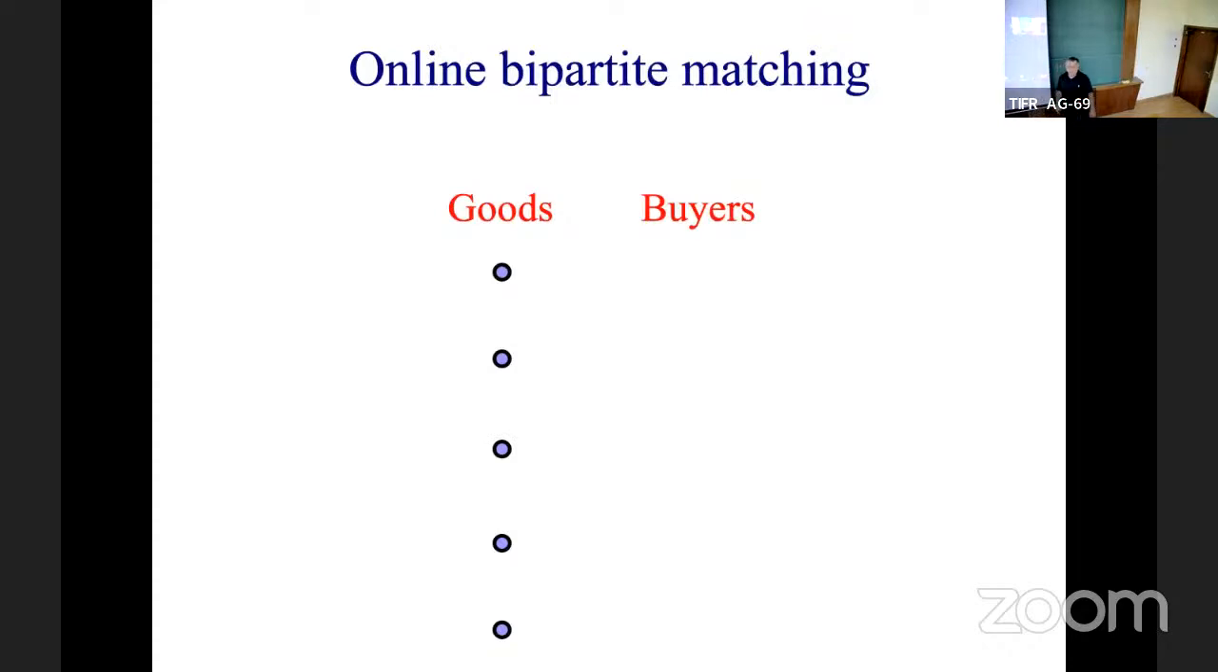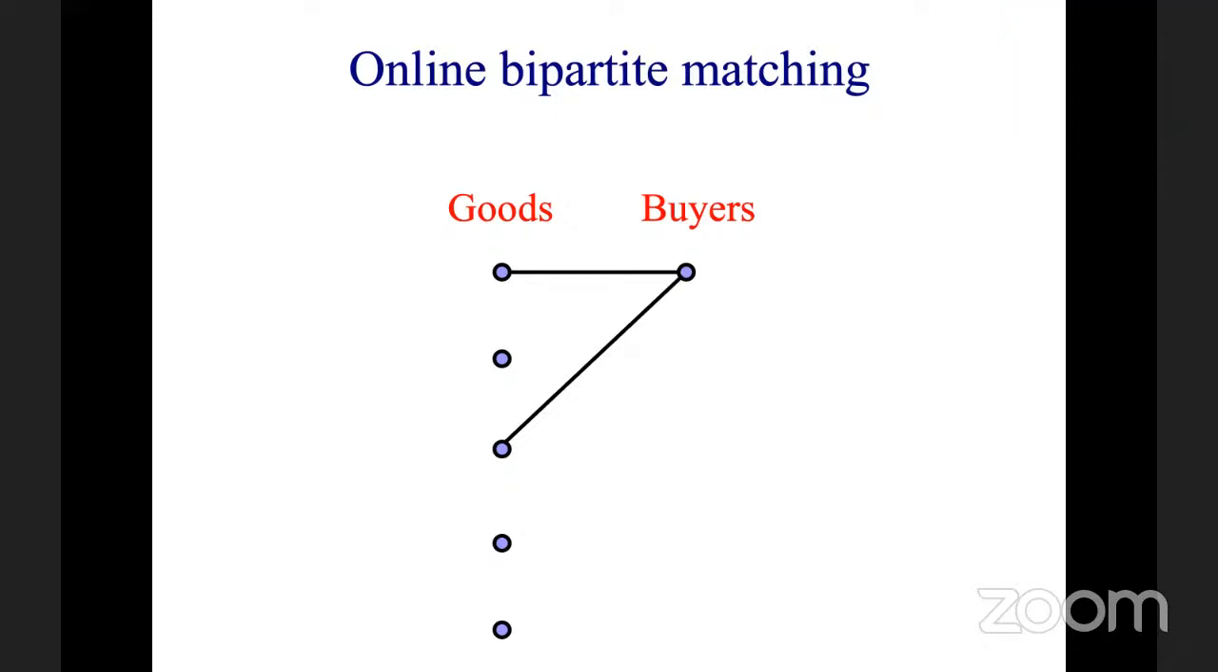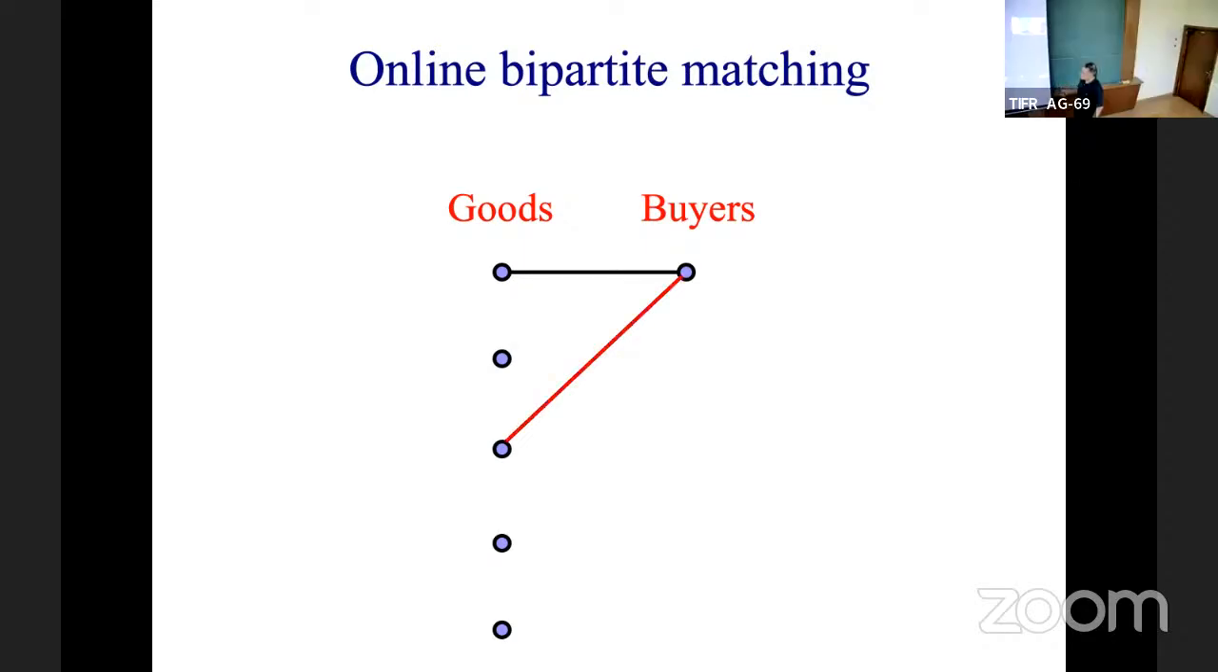So think of a bipartite graph on n goods and n buyers. There's an underlying graph, and the edges of the graph just represent the fact that these buyers like the goods. So it's not a complete graph. And the goods are sitting there offline, and the buyers arrive one at a time. And as soon as the buyer arrives, you know the edges incident at the buyer, which goods this buyer wants. And immediately you want to right away match this buyer to one of the goods that she wants. And it's irrevocable, this matching.